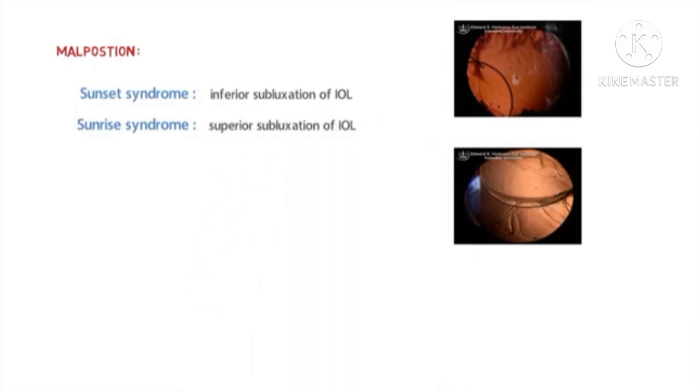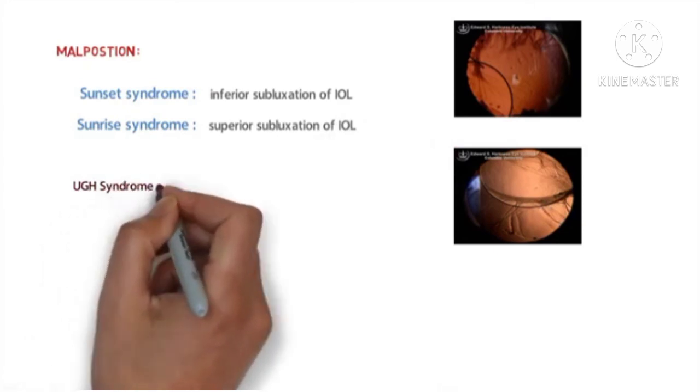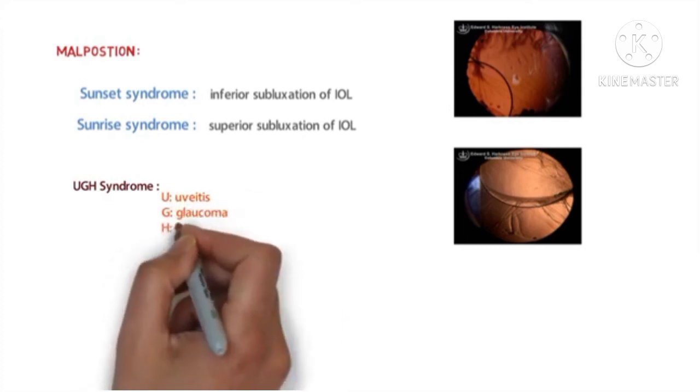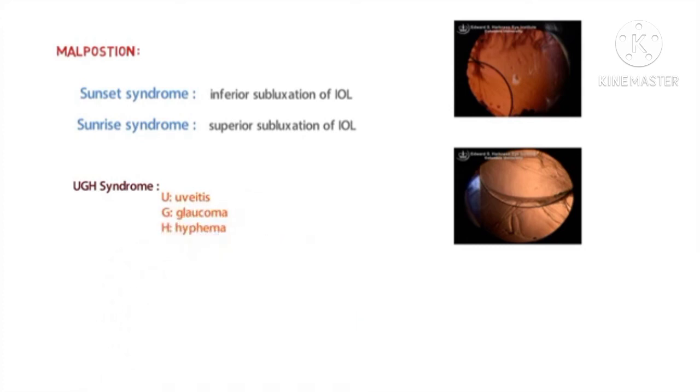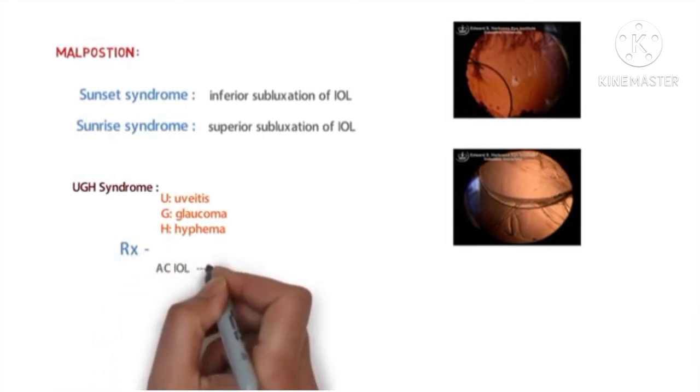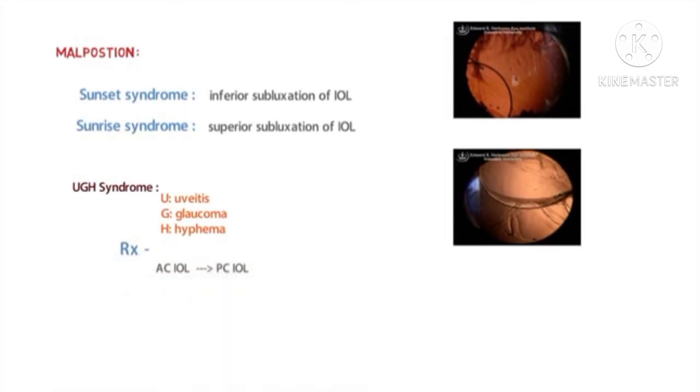And remember UGH syndrome. What is UGH syndrome? U for uveitis, G for glaucoma, and H for hyphema. It occurs due to a rigid anterior chamber intraocular lens. And what is its treatment? The replacement of the anterior chamber intraocular lens by a posterior chamber intraocular lens. Remember this point because it is asked many times in the exams.